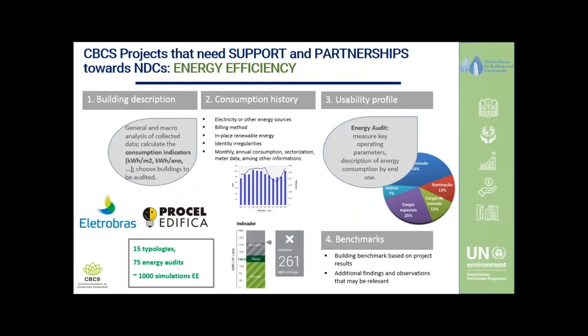We are going to work on the description of these buildings, a general and macro analysis to collect data and calculate some indicators, and choose the buildings that are going to be audited. Then, on these audited buildings, we are going to analyze the consumption history, the electricity or other energy sources, the billing method, in-place renewable energy, and identify the irregularities. And we are going to map monthly and annual consumption, sectorization, meter data, among other information. And then we are going to build a usability profile from this energy audit.